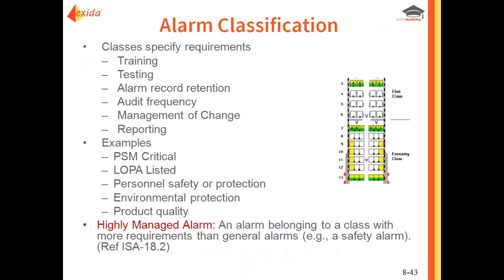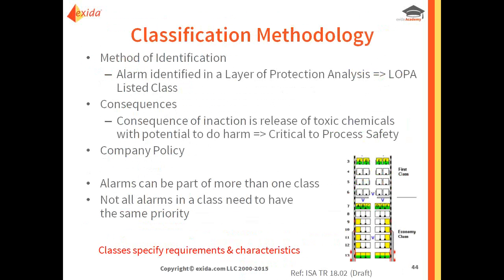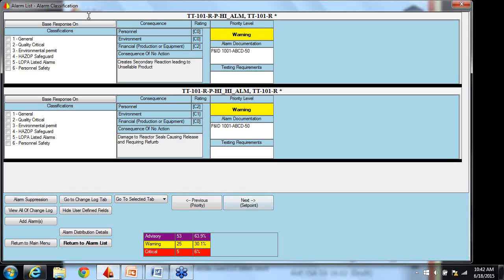So it's very consistent with what you would do with your most critical alarms. Now, typically the way classes are assigned is based on the way the alarm was identified, whether it came from a HAZOP or a LOPA, for example, where it's in an environmental permit document, or based on the potential consequences of what could happen. So when we look at the two alarms here, the first one was product quality, so that's a quality issue.